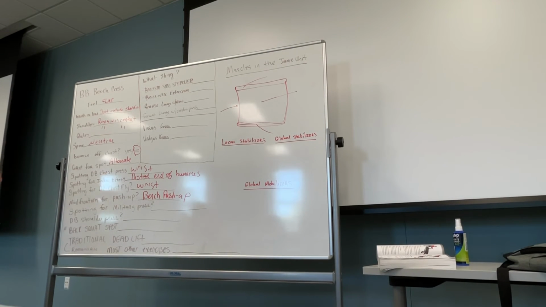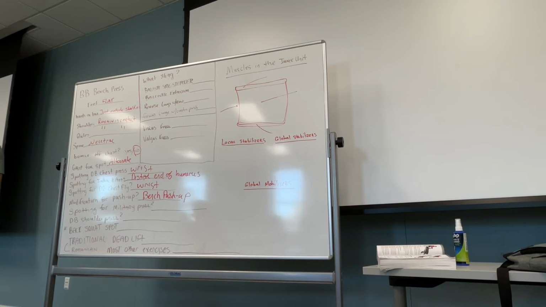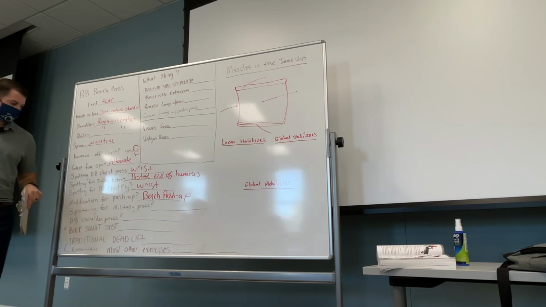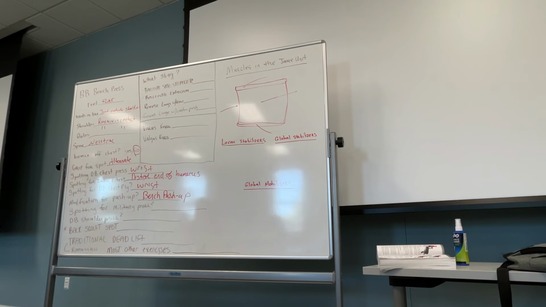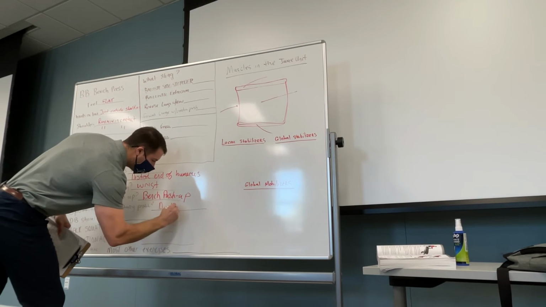Okay, spotting for the military press. Okay, where do you think we should be? Distal end of humerus or wrist? Military press, so barbell military press. So distal end of humerus.